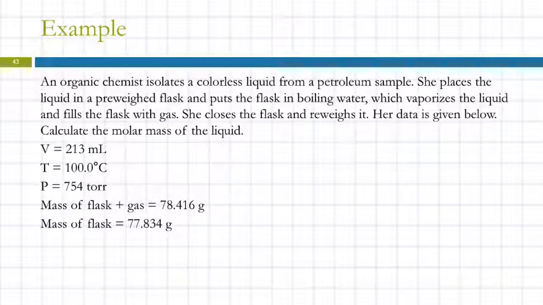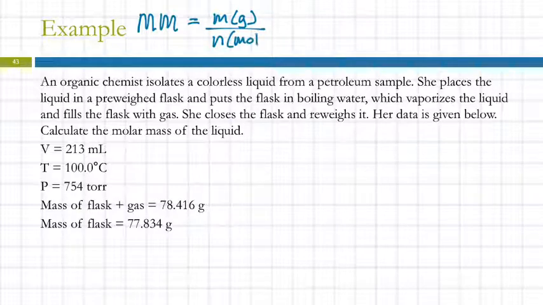The pressure: if that flask is open, what's the pressure inside compared to outside? It's the same, right? So the pressure is measured using something like this. This little weather station measures the atmospheric pressure. So that's going to be the pressure inside the flask. So we have the volume, we have the temperature, we have the pressure. We're trying to find the molar mass. Molar mass is the mass in grams divided by the amount of gas in moles.